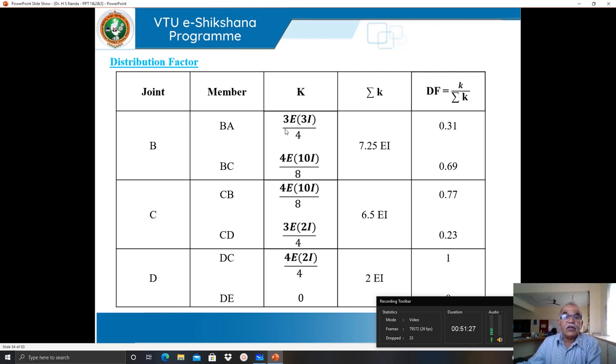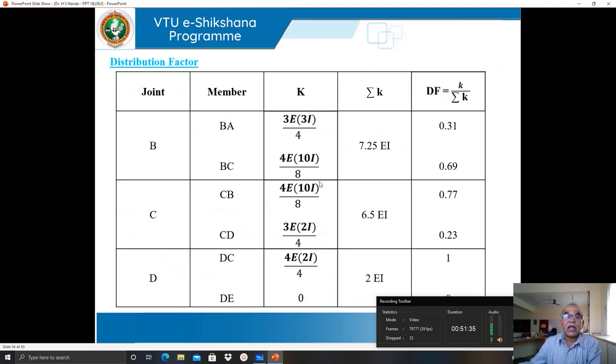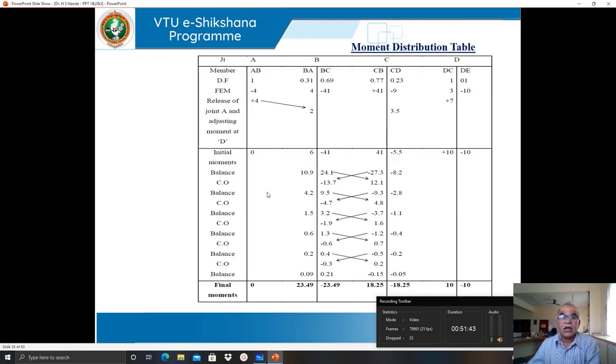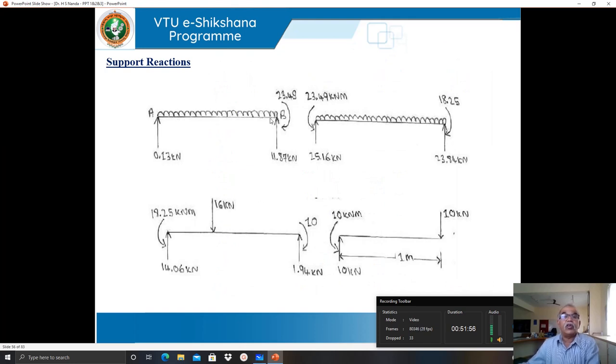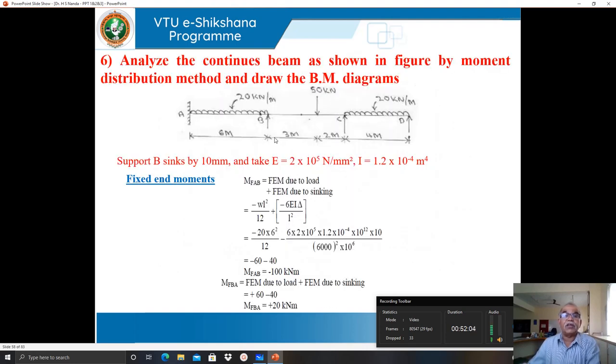and this is a problem wherein moments of inertia are different for different portions, and that is incorporated here in the calculation of stiffness, and total stiffness at that joint and distribution factor. And finally, moment distribution table, that is after carrying out this to here, and initial moments are modified moments. Finally, end moments, and due to end moments and due to loading, reactions are calculated using this. Shear force diagram and bending moment diagrams are drawn.